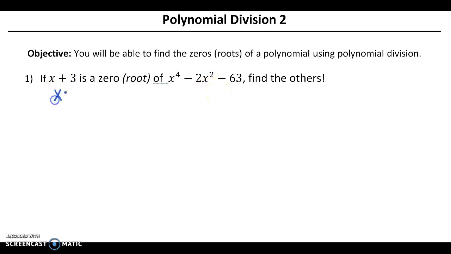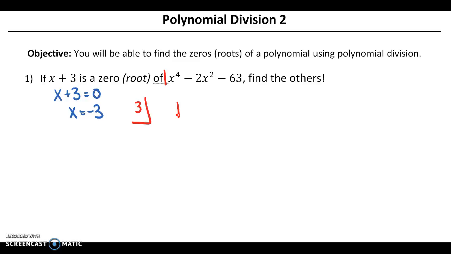So first and foremost, if x plus 3 is the 0, that means the actual x-intercept, if you solve for that, is negative 3. So negative 3 will be our quote-unquote box number up here. Okay, then I'm going to list my coefficients. So we have 1x to the fourth.